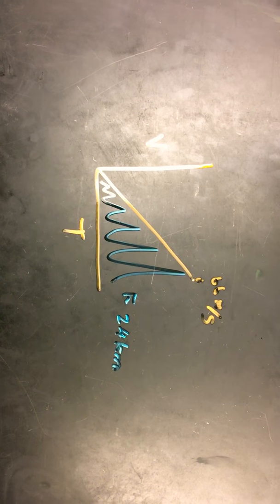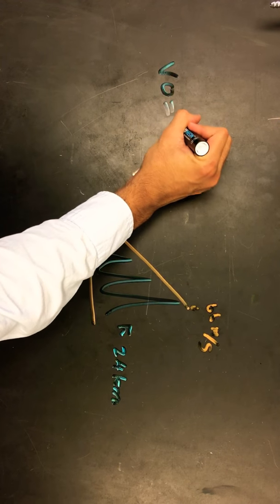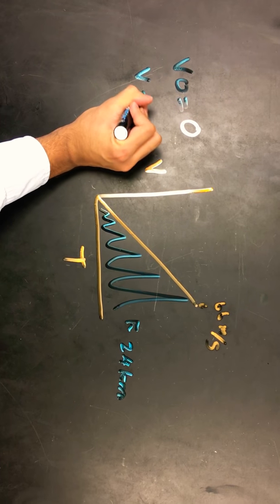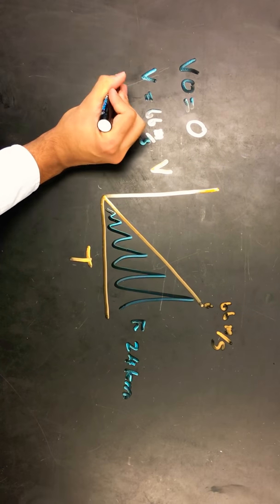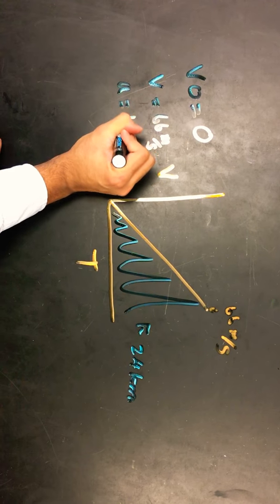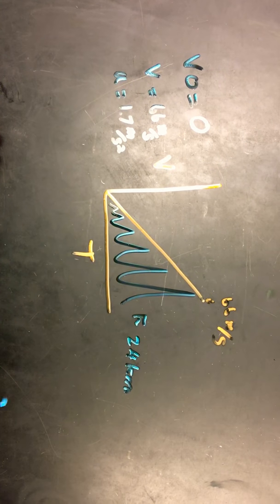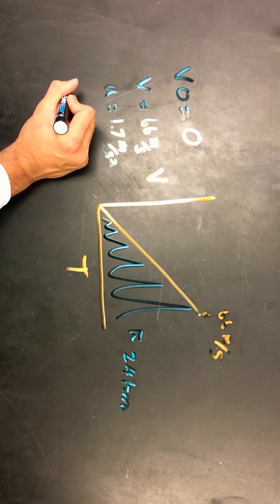We know that our initial velocity, V0, equals 0 meters per second. And we also know that our final velocity, just V, is equal to 66 meters per second. Our average acceleration is 1.7 meters per second squared, and the length of our runway is 2.4 kilometers, which can be converted to meters by multiplying by a factor of 1,000, giving us 2,400 meters.